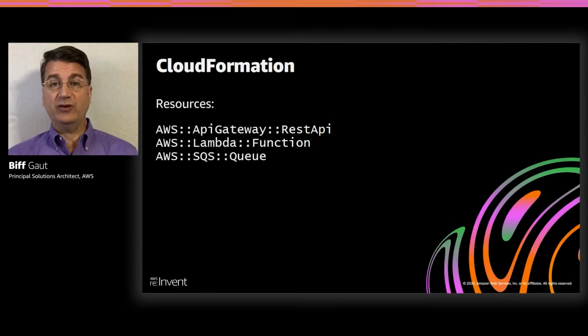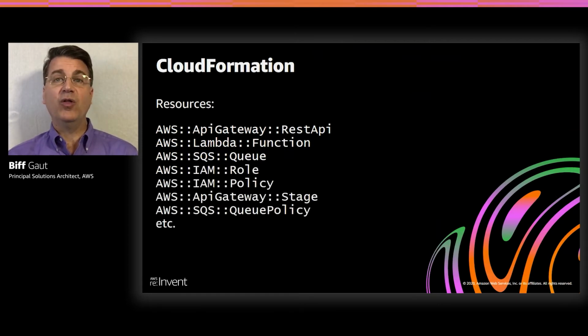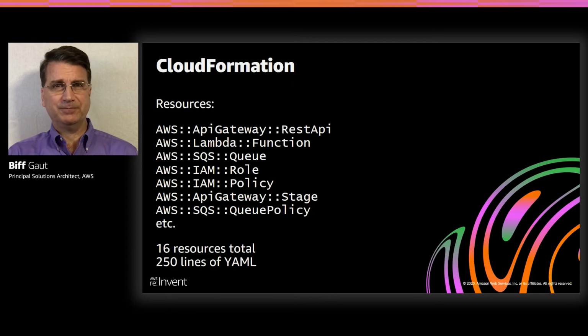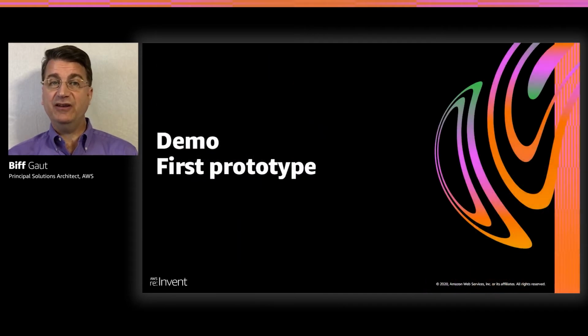Now our developer is pretty smart. They build their infrastructure using CloudFormation so they can reproduce it in the future. They begin with creating the API Gateway's REST API, a Lambda function, and an SQS queue. And along the way, CloudFormation reminds them that they need a few more resources, things like an IAM role and policy, or a gateway stage, etc., until before they're finished, they've actually had to deploy 16 total resources and write 250 lines of YAML. But they finished the demo, and the next morning they gave it to the Lanager.